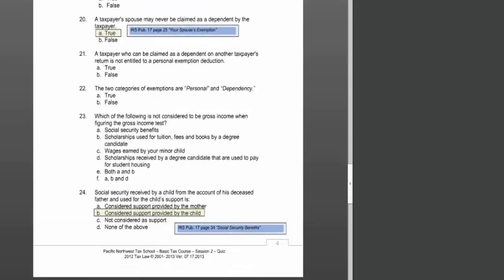Question 24. Social Security received by a child from the account of his deceased father and used for the child's support is A, considered support provided by the mother, B, considered support provided by the child, C, not considered as support, or D, none of the above. If you provided more than 50% of the support for your child, you need to use that Social Security that was provided by the account of the deceased father as support provided by the child. And you can see the reference to this on IRS Pub 17, page 34, under Social Security benefits.